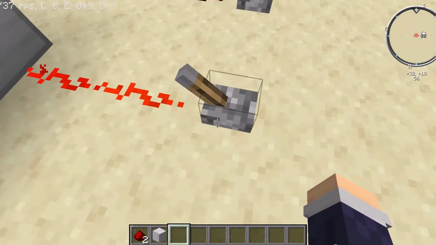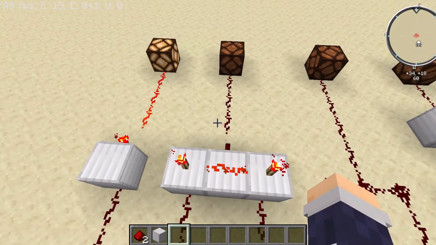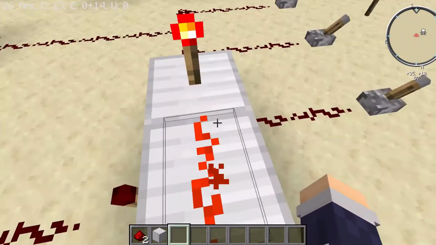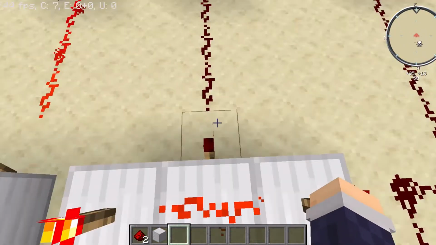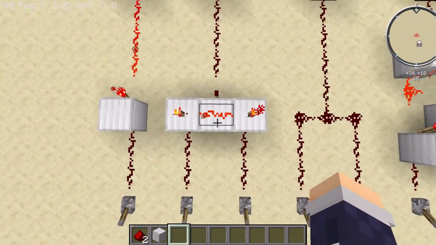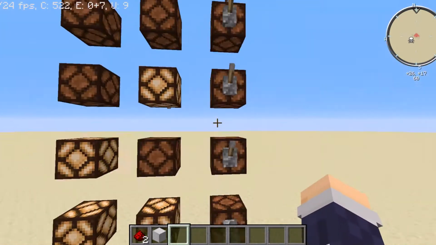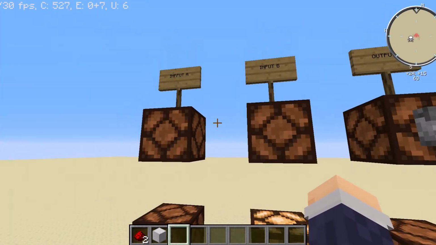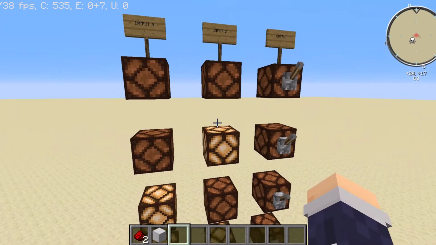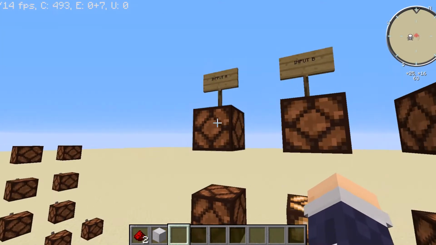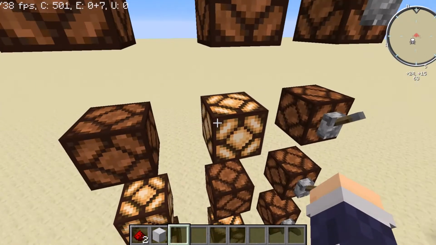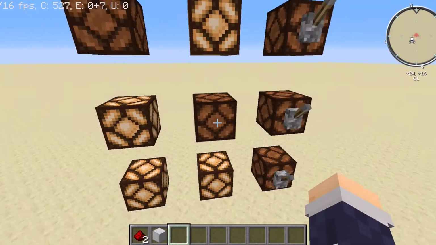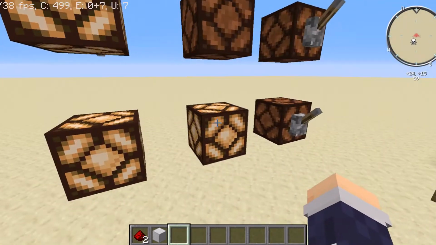There are a lot of ways to make AND gates. You can also use pistons, observers. It is the most versatile of all the logic gates. So the truth table, very easy. Like I said, only if both inputs are on. So 0 and 0, nope. 0 and 1, this one isn't on. 1 and 0, this one isn't on. 1 and 1, yes sir.